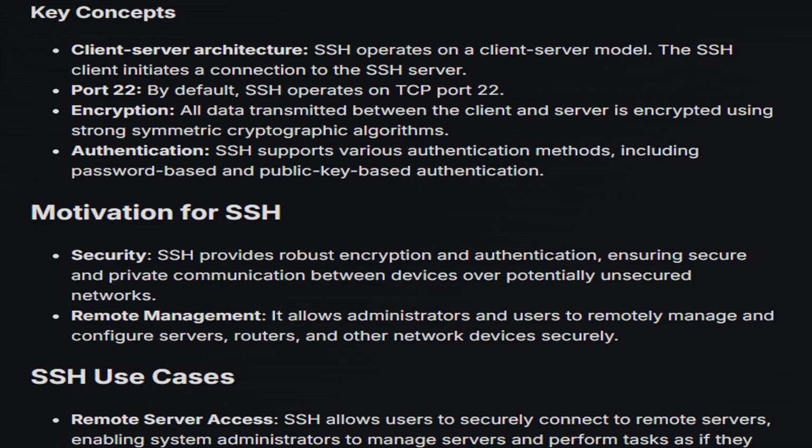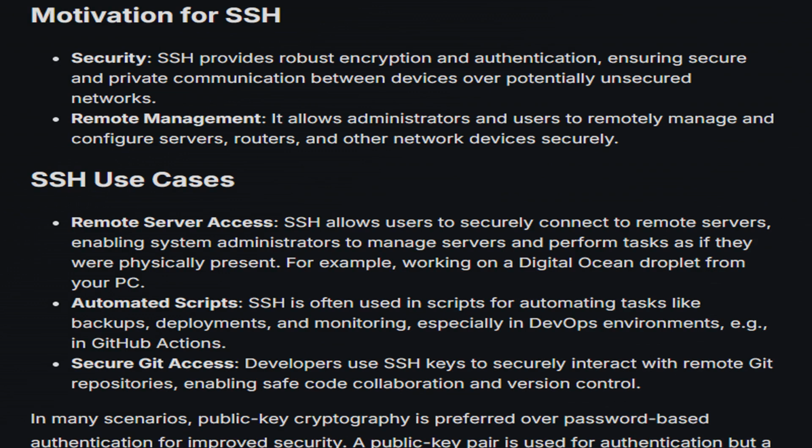1. Client-server architecture. SSH follows a client-server model where the SSH client connects to the SSH server. 2. Default port. It operates on TCP port 22. 3. Encryption. All data exchange between the client and server is securely encrypted using strong symmetric algorithms. 4. Authentication methods. SSH supports multiple authentication methods, including both password-based and public key authentication. SSH Secure Shell is a protocol that offers strong encryption and authentication for secure communication between devices, making it ideal for managing and configuring servers and network devices remotely.